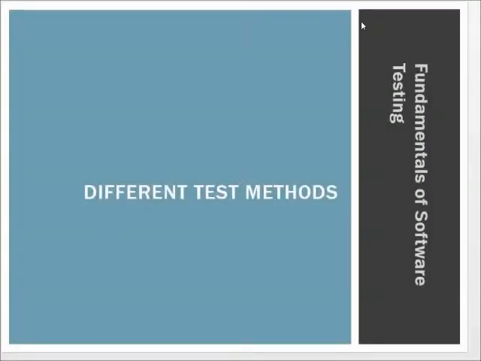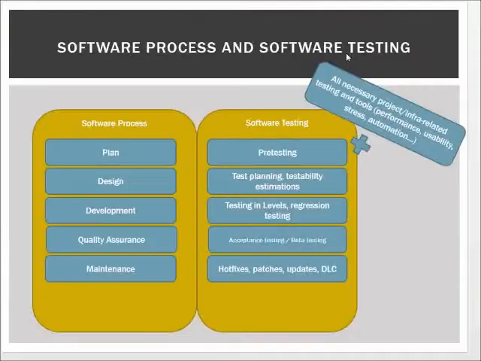On one of the earlier videos there was a discussion over what the different test methods are. On this picture I showed earlier, we were talking about the ways the software testing concepts are related to the software process activities, which are talked about in more detail in the software engineering discipline. The box here said that all the necessary project and infra-related testing and tools, performance, usability, stress, automation, and so on, indicating that there are test methods in addition to these pre-testing and test planning and testing in levels and so on and so on.